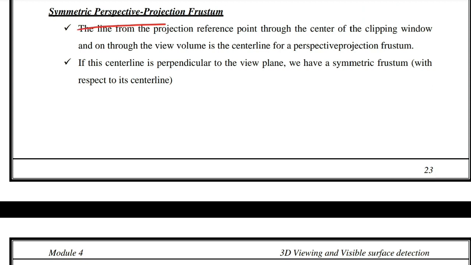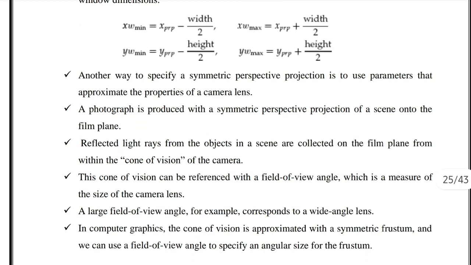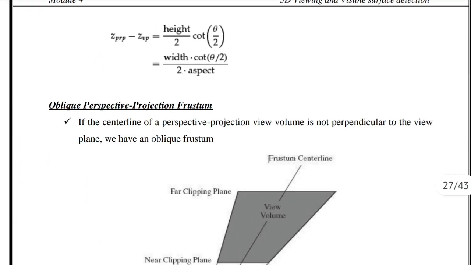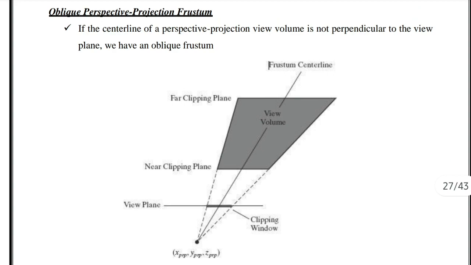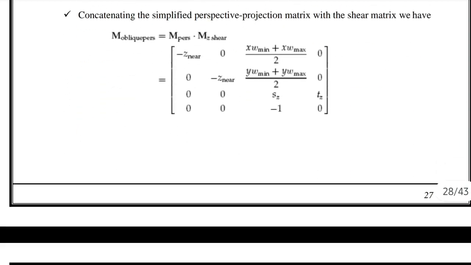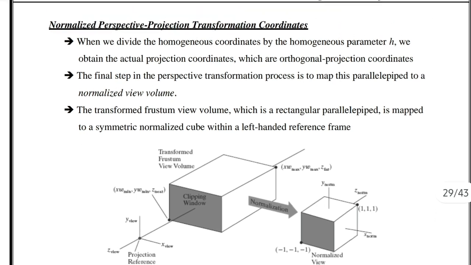And here is the symmetric perspective projection frustum. Two types are there, the symmetric one and the oblique one. Okay, this is the symmetric one, and these are the values which you are supposed to write in the exam, but it's actually very hard to memorize the values, right? I don't know what to do. Here is the oblique one, so I just know the meaning between these two. The values I really don't know how to write. There are many equations here, so whatever you can memorize and write, that will be better for you.